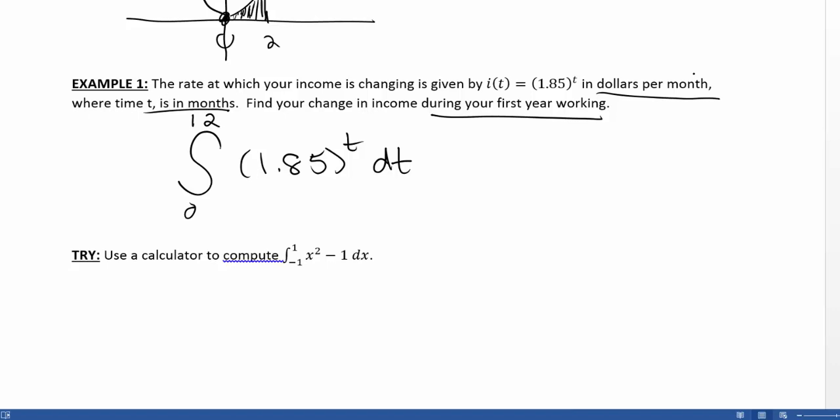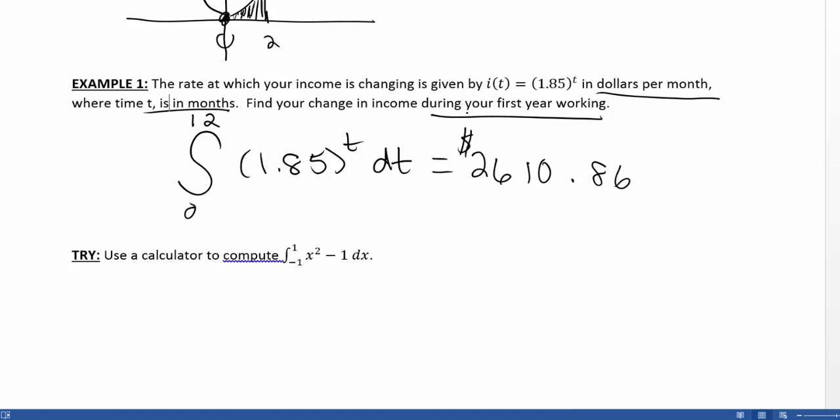When we plug this all into our calculator, we get $2,610.86. This is in dollars, because if we were multiplying our rate times time for each individual little value, it would be dollars per month times months. The months would cancel and you'd be left with dollars. So your income over the first year increases by $2,610.86. I know that it increases because when I took the integral, the value was positive.